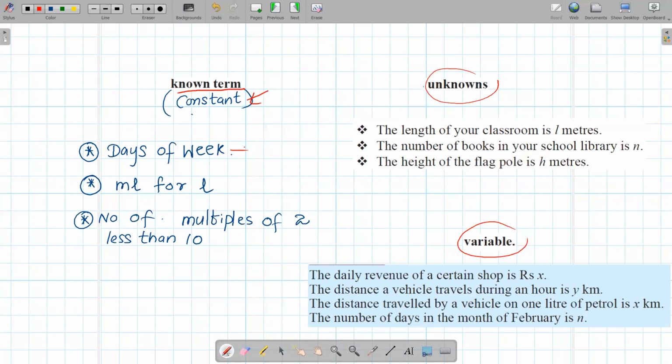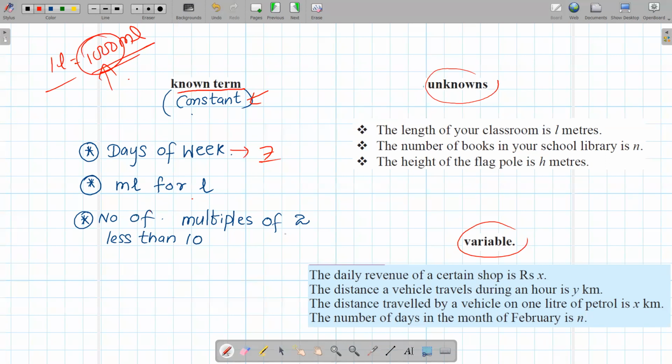Days of the week, you know it is 7. In a whole week, how many days? It's 7. Milliliters for liters: 1 liter equals how many milliliters? It is 1000 milliliters. I think you get that, right? Now this is a constant, it never changes. All the time, 1 liter equals 1000 milliliters.